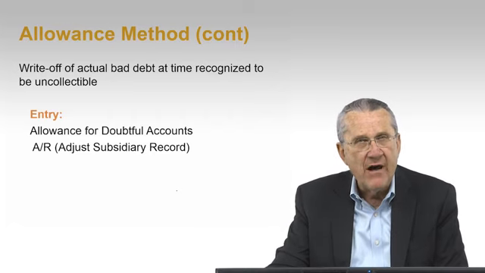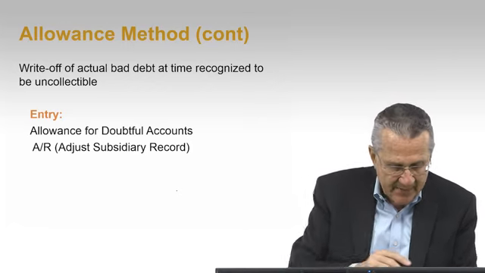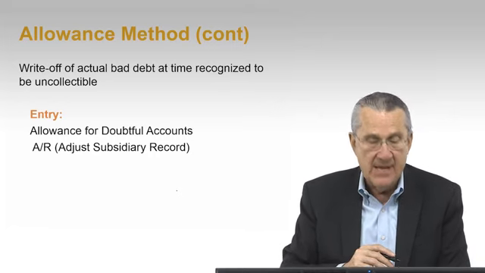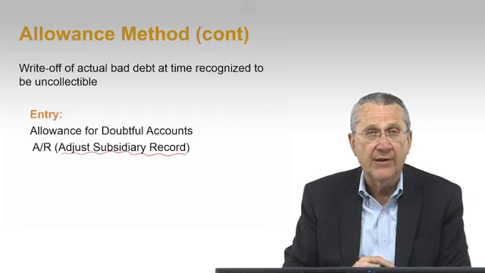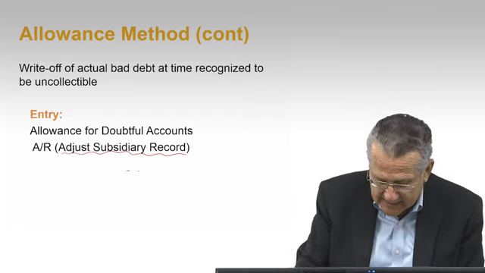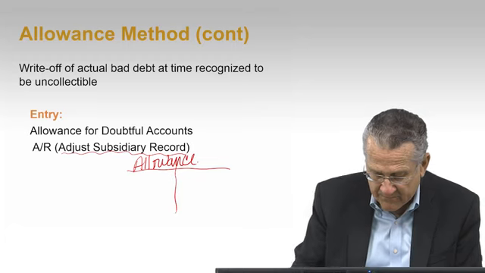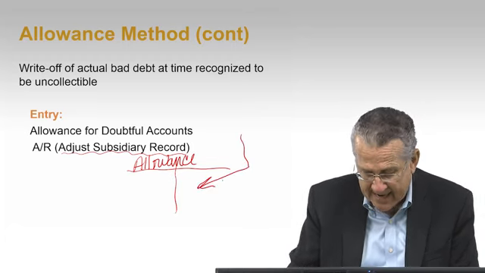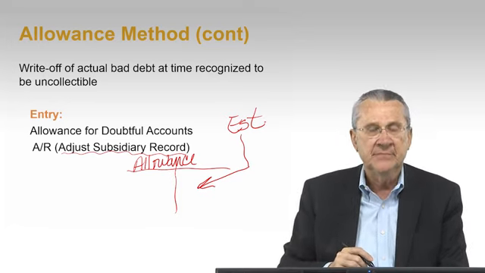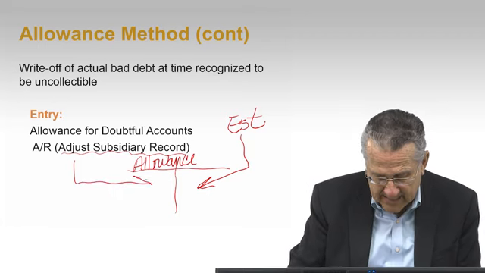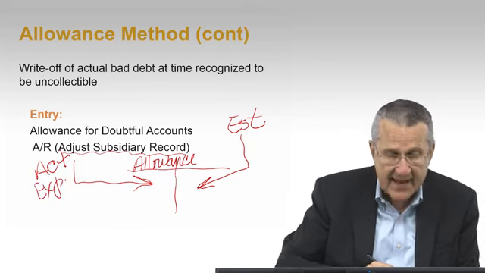When I actually write off a bad debt, I finally recognize that I've got a bad debt. Then we're going to debit the allowance for doubtful accounts account, and we're going to credit accounts receivable, and we're going to adjust a subsidiary record. So if you look at the allowance account, we're going to credit the allowance account for our estimate at year end. And we're going to debit the allowance account for our actual experience, the actual write-offs.